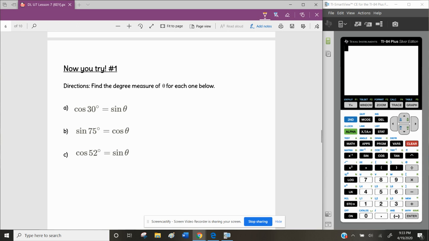This is Numbers with Nicole with some Now You Try problems on sine and cosine of complementary angles. So pause the video here, try these problems on your own based on the lessons that we just did, and see if you can get the correct answers.